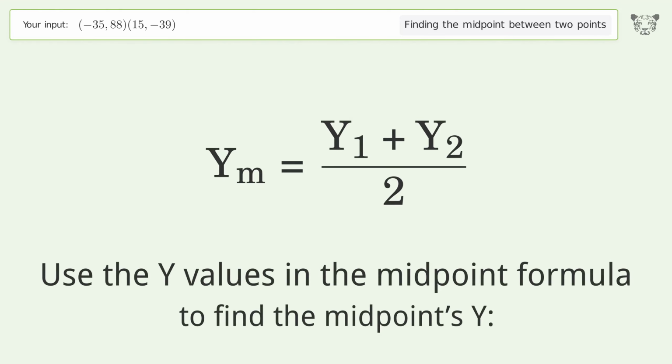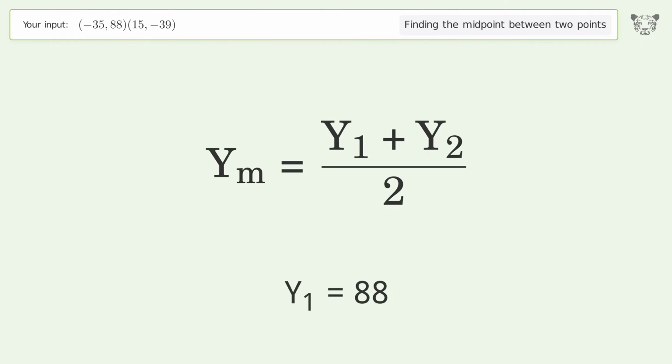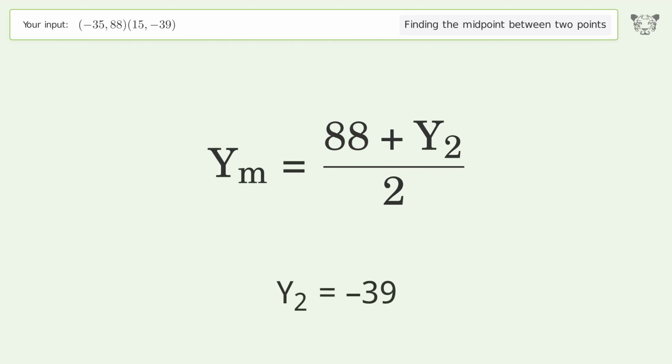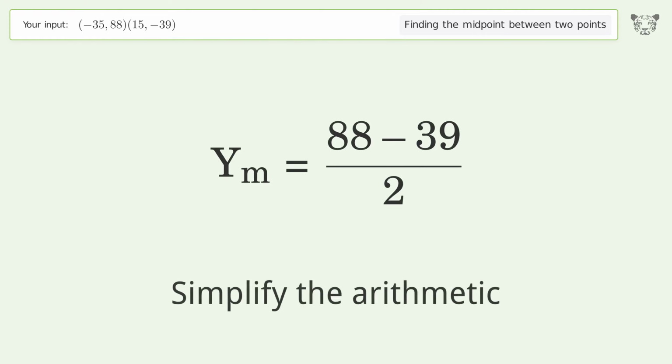Use the y values in the midpoint formula to find the midpoint's y. y1 equals 88. y2 equals -39. Simplify the arithmetic.